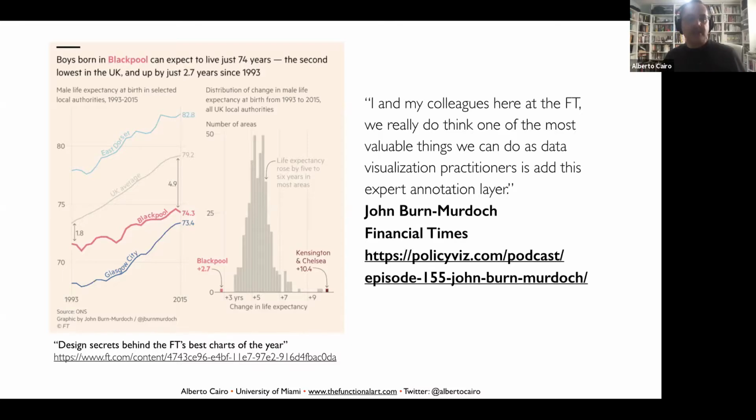She's a statistician, and apparently she came up with this term, the annotation layer, which is incredibly important in my opinion, because in visualization for communication, what matters is not the visualization itself, it's the visualization plus the words, either written or spoken, that you pair with the visualization.